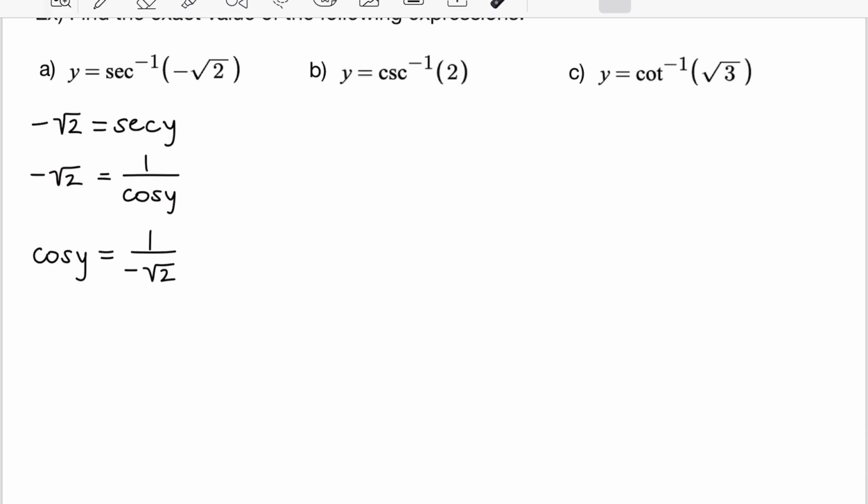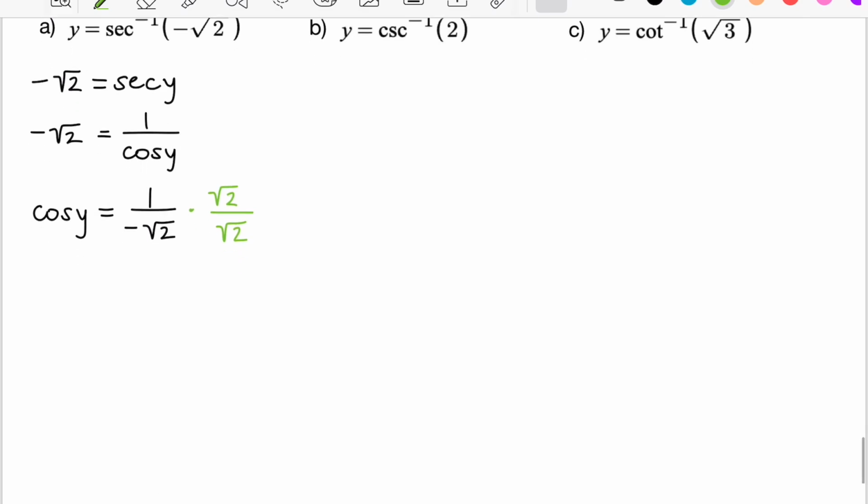Now, just looking at our unit circle, we don't have an angle that makes this true. So what we'll do here is rationalize this denominator by multiplying by square root 2 on the top and bottom of this guy. This gives us minus square root 2 over square root 4, which we know is going to be 2.